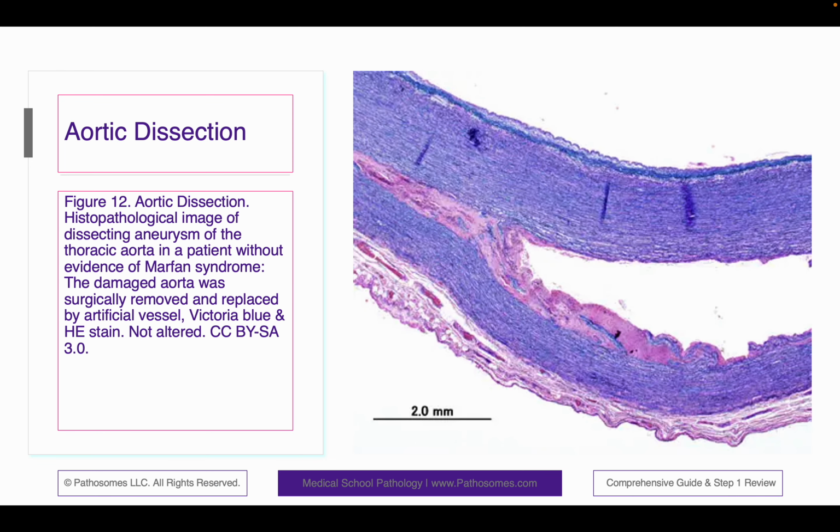Now here we have a histologic section from a patient that had an aortic dissection that was surgically removed and replaced with a proper functioning surgical replacement. But on this image in particular, you can see the media issue, right? You see that big gaping space where the aneurysm and the dissection was occurring.